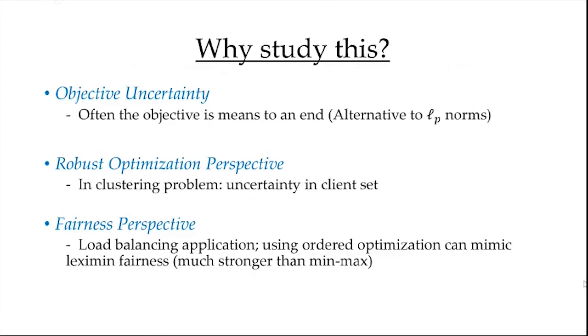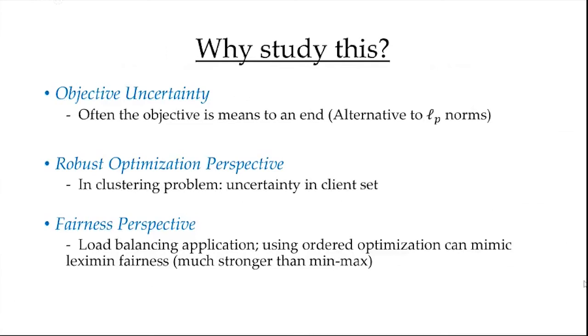And finally, there is a fairness perspective, and this is for the ordered optimization. Suppose you want a solution which is leximin fair, which not only minimizes the maximum, but given that, minimizes the second maximum, and given that, minimizes the third maximum, and so on. That can be mimicked as the ordered optimization problem, where the weights are geometrically increasing.